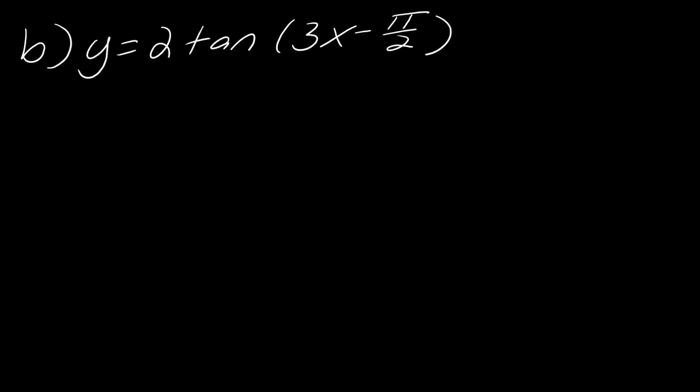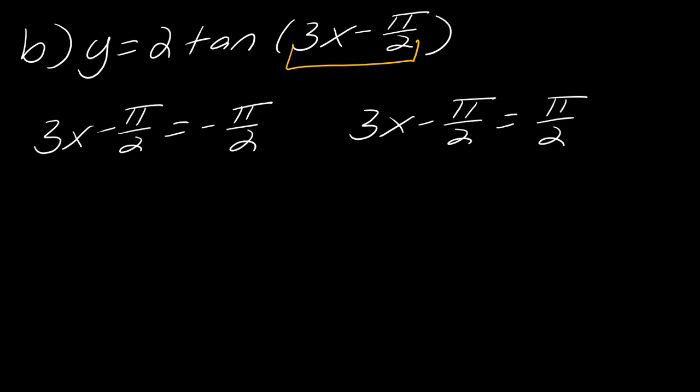Okay, so let's look at example B here. Now I want to know what my asymptotes are. I've got tangent here, so once again, I'm just going to take whatever's inside of the parentheses for tangent, and then set all of that equal to the two-part equation.